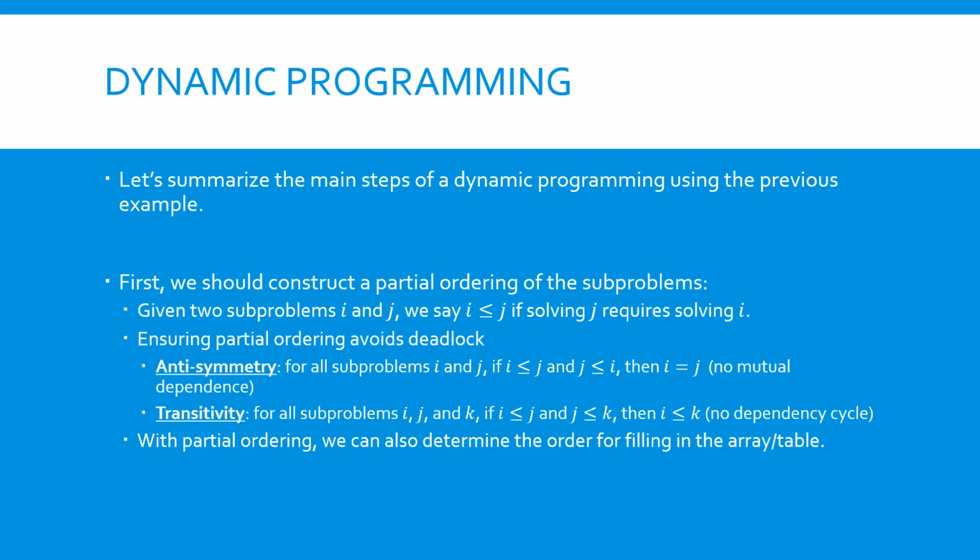Regarding transitivity, given three subproblems i, j, and k, if solving k depends on j and solving j depends on i, then solving k depends on i. With transitivity, we can eliminate cycles in the dependency relation. Both constraints together ensure that the subproblem dependency relations form a directed acyclic graph, which contains no deadlock and makes the original problem solvable using recursion.